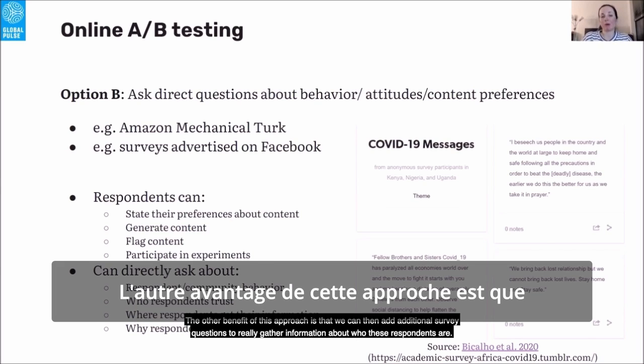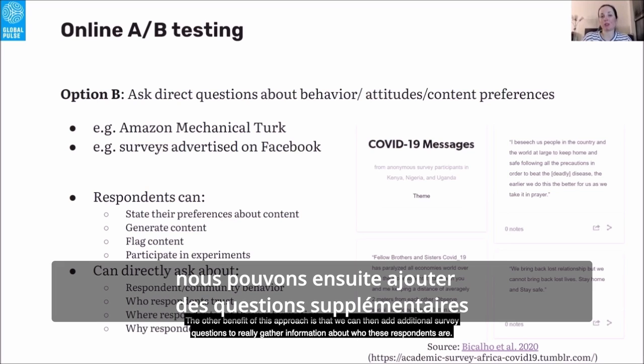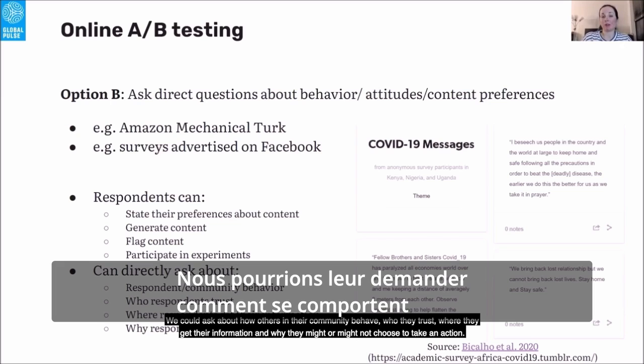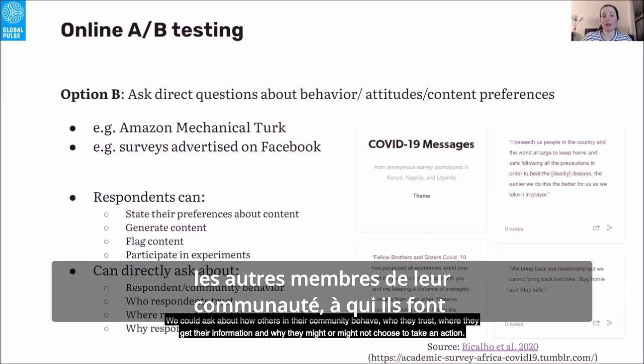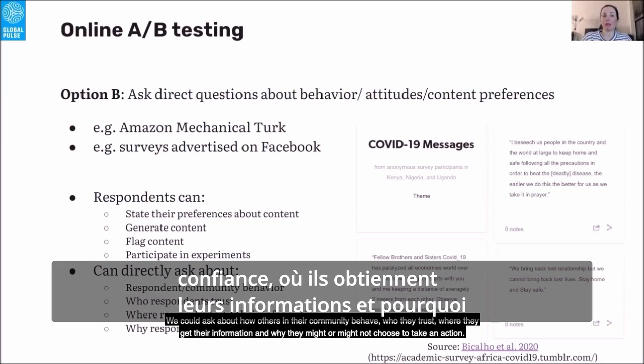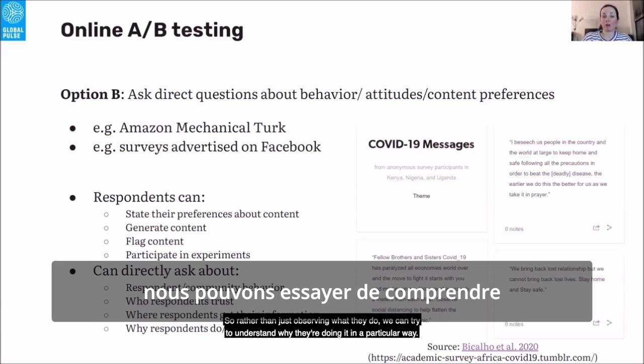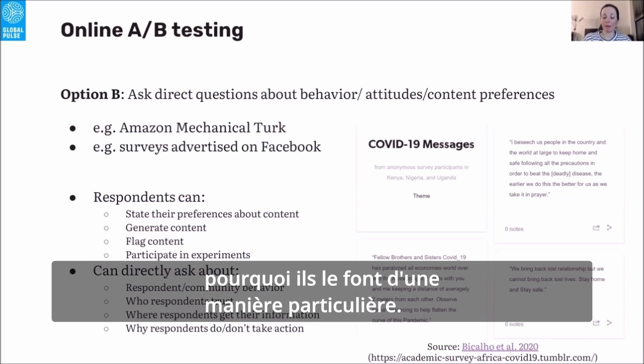The other benefit of this approach is that we can add additional survey questions to really gather information about who these respondents are. We can ask about how others in their community behave, who they trust, where they get their information, and why they might or might not choose to take an action. So rather than just observing what they do, we can try to understand why they're doing it in a particular way.